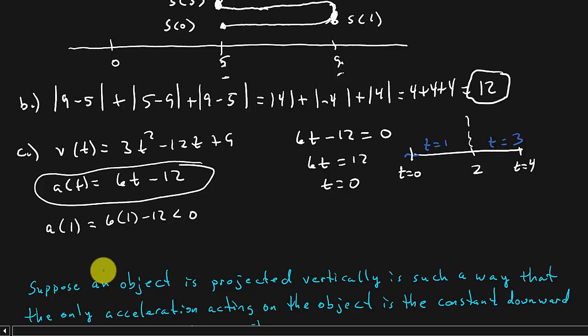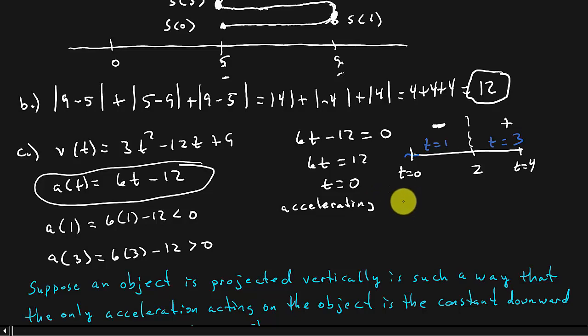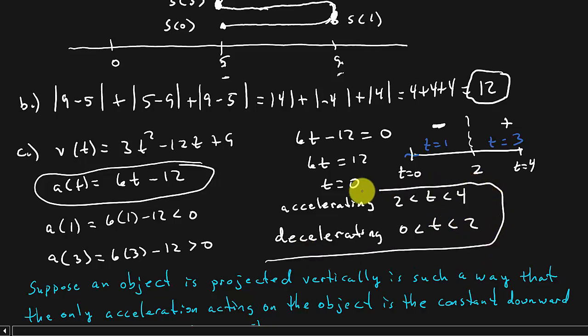I don't care. I know it's negative 6, but I don't care that it's negative 6. I just care that it's negative. And then A of 3 is equal to 6 times 3 minus 12, which we know is positive. 18 minus 12 is positive. So we can see that this thing is accelerating when t is between 2 and 4, and it's decelerating when t is between 0 and 2. And that's what they wanted to know there.